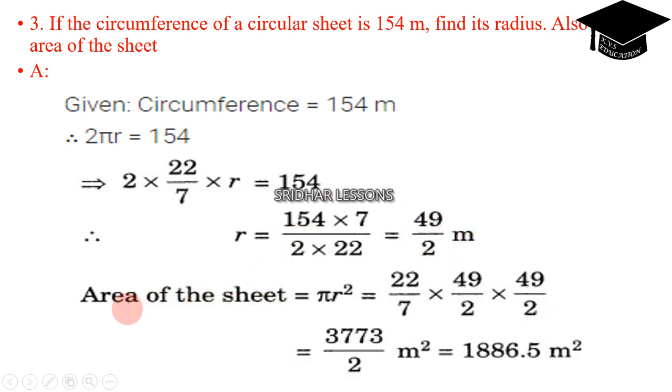Area of the sheet is equal to pi r square. 22 by 7 into r value is 49 by 2 into 49 by 2. Okay. So upon simplification, the value becomes 3773 by 2, which is equal to 1886.5 meter square. Okay. This is the area of the sheet.